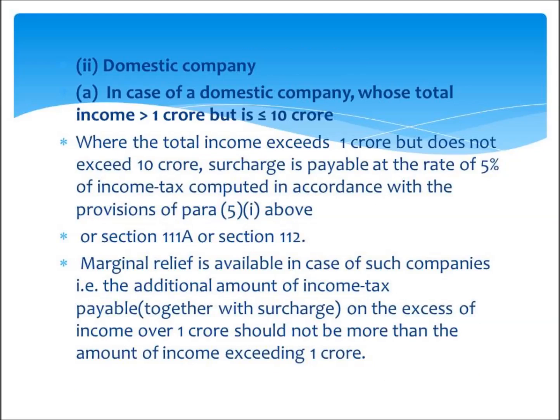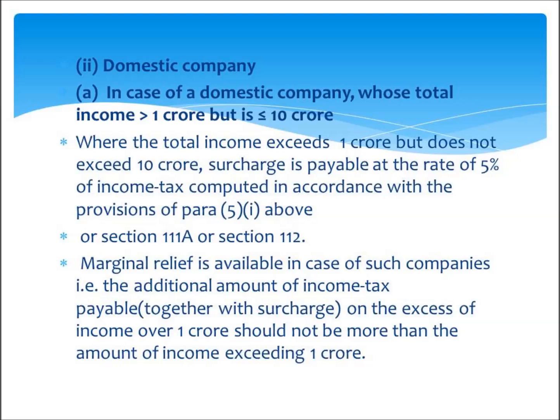First, let us do the case of surcharge in case of companies, and then we'll understand the marginal relief thing from an example in the next slide. So let us first cover the surcharge in case of domestic companies. In case of a domestic company whose total income is more than 1 crore but is less than 10 crores, what is the rate of surcharge applicable to those companies? Where the total income exceeds 1 crore but does not exceed 10 crore, surcharge is payable at the rate of 5% of income tax computed in accordance with the provisions of para 5.1 above.